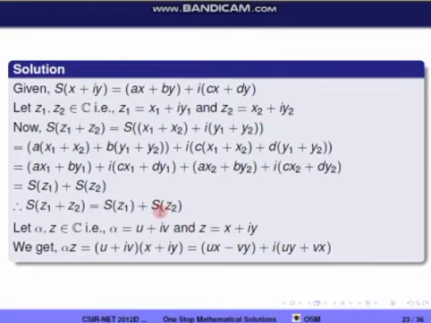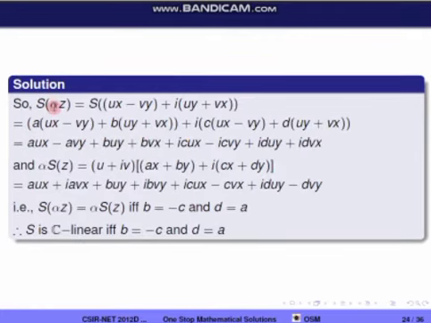So now we'll check whether S of alpha z is equal to alpha into S of z. So let alpha, z element of C, then alpha can be written as u plus iv and z is equal to x plus iy. So alpha z means this is equal to u plus iv into x plus iy. So when we simplify, we are getting this is equal to ux minus vy plus i into uy plus vx. So now we'll find S of alpha z, substitute alpha z.